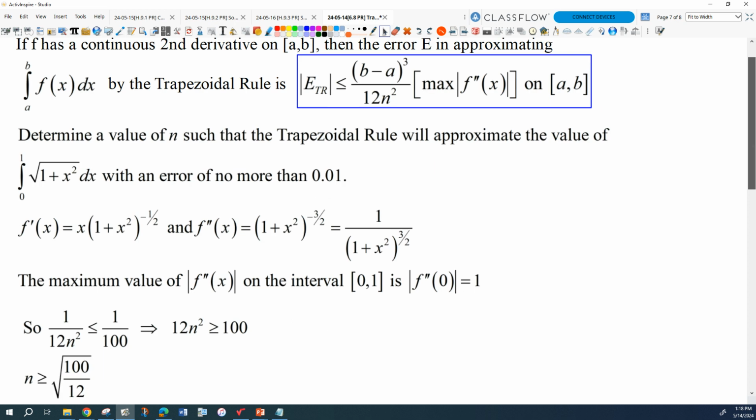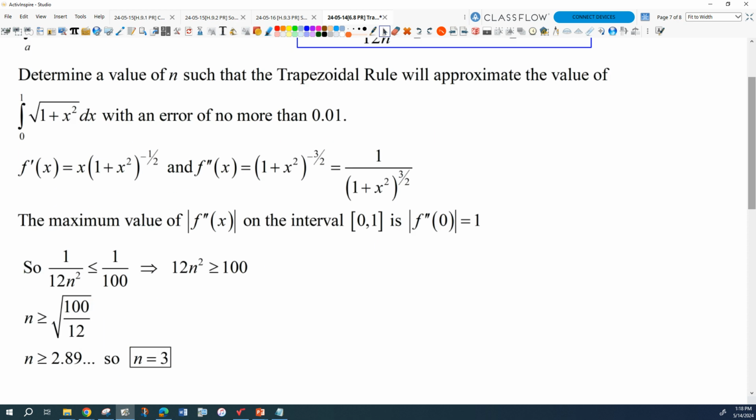So here's an example. What if we want to determine a value of n such that the trapezoidal rule will approximate this area with an error of no more than 1/100th? Okay, so then what is our function? The function is the square root of 1 plus x squared. That's f of x, right? That's the function under which we're adding up area.